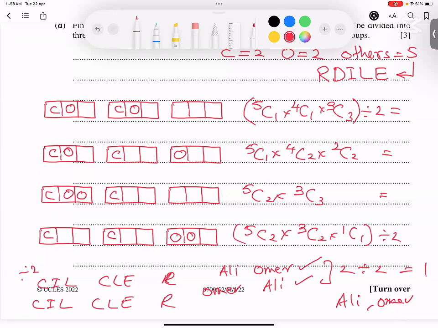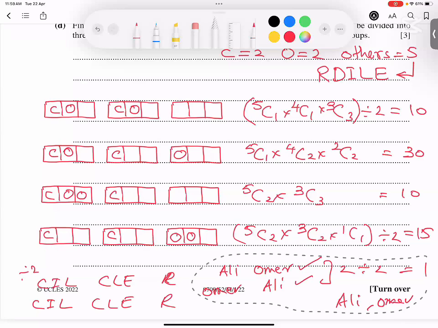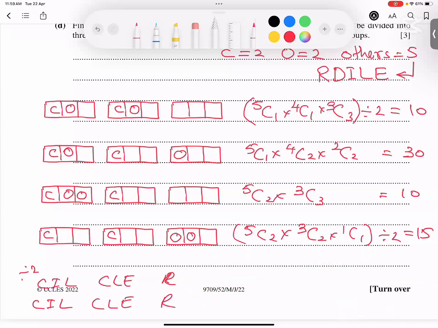So the first answer, 5C1 into 4C1, comes to 10. The second answer, 5C1, 4C2, 2C2, comes to 30. The next answer, 5C2 into 3C3, is 10. And the last answer, 5C2, 3C2, 1C1, comes to 15. Now if I add them all, I believe you understood very well. Adding 10, 20, 30, 50, 65. So our final answer is 65.